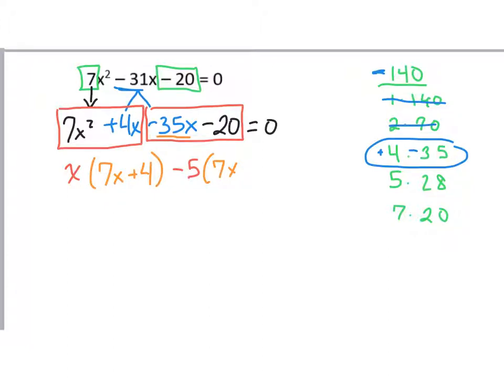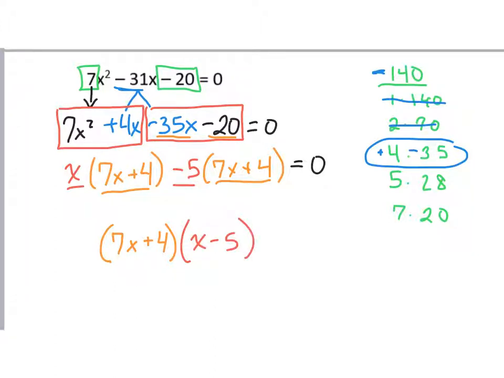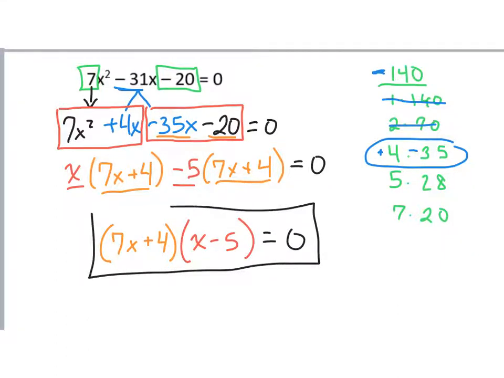Okay? Negative 5 times what will give me my negative 20? So that's going to be a positive 4, which is good because that's what we have over here, right? Negative 5 times 4 gives me a negative 20. And that equals 0. So my two terms, one of them's already in parentheses for me, 7x plus 4. And that times my leftovers, so x minus 5. These equal 0. This is my factored equation. Okay?